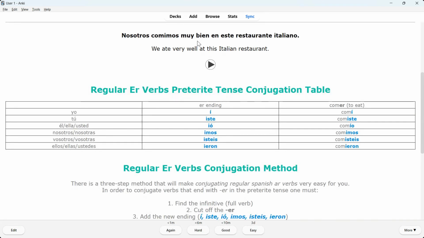Nosotros comimos muy bien en este restaurante italiano. And perhaps you can already tell the difference. Let's have a look at audio. Nosotros comimos muy bien en este restaurante italiano.